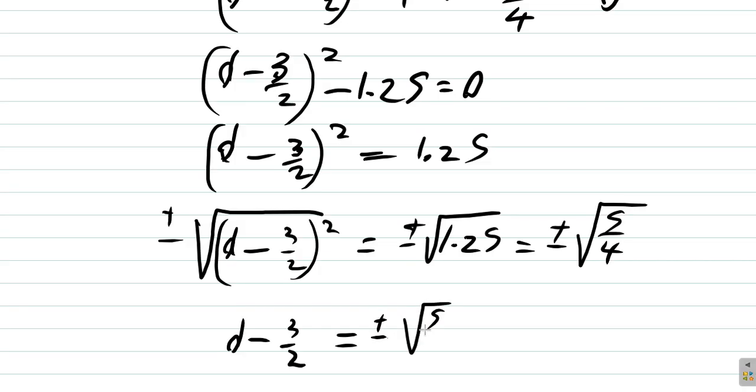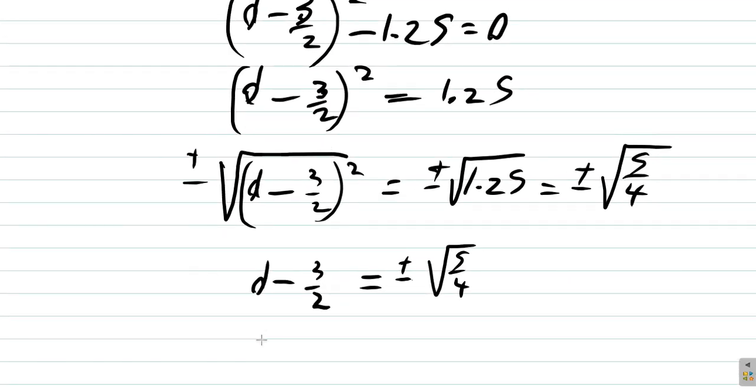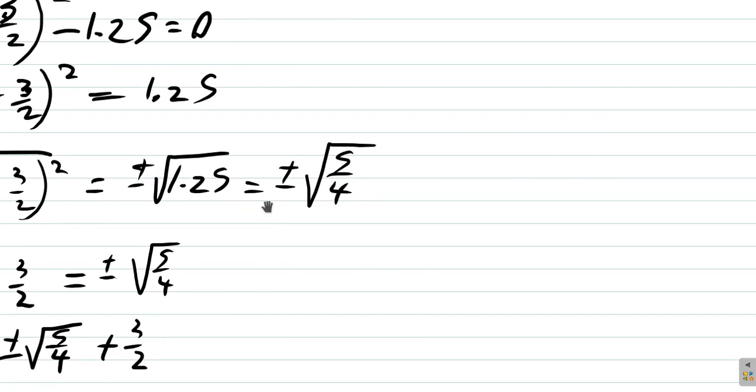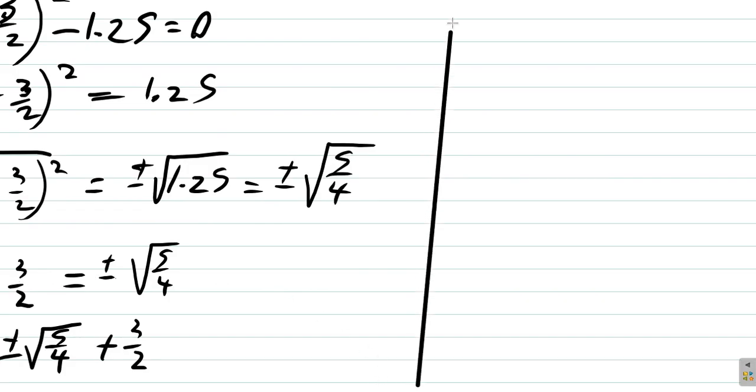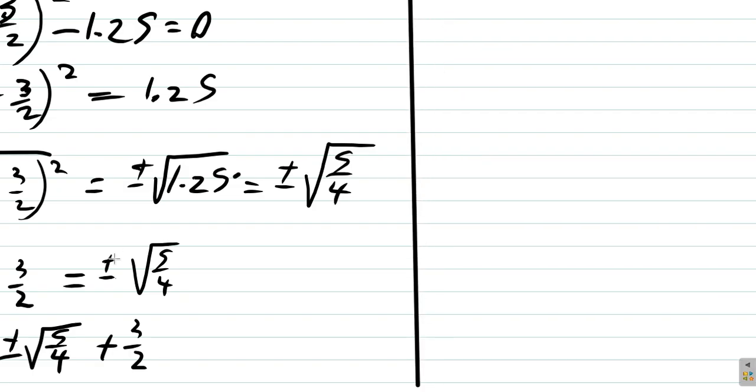So D then, what is D? D is equal to positive and negative square root of 5 over 4 plus 3 over 2. Alright, so we can use our calculator now to deal with it, but we can't scroll down anymore. We run out of scrolling space. So let's draw a line somewhere here and continue working on the right.